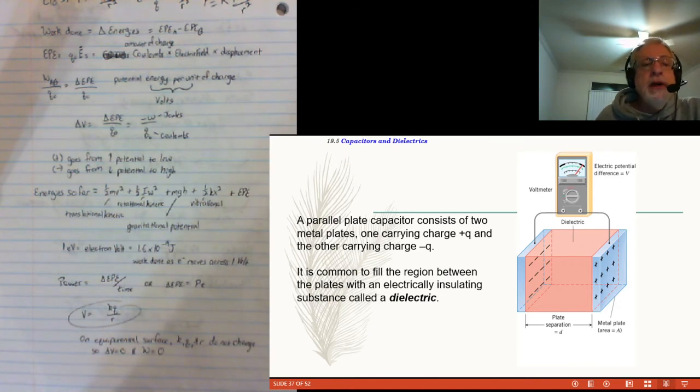Let's say that I have a parallel plate capacitor, two metal plates. It is very common to fill these parallel plate capacitors with an electrically insulating substance called a dielectric. It basically maintains the plates' separation. And if that's true, then I can transfer electrons from the negative plate to the positive plate, and it's easier to generate electric flow that way.